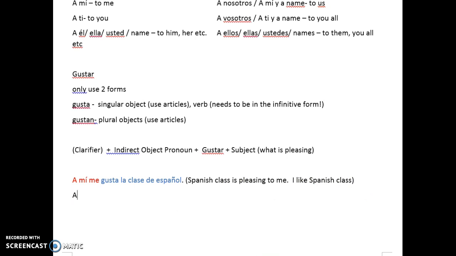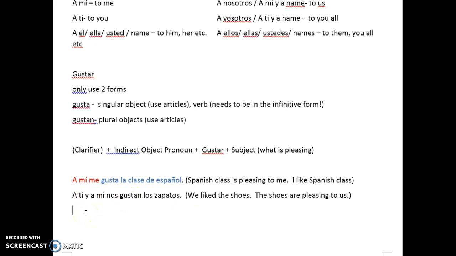Another example would be, a ti y a mí nos gustan los zapatos. And here we're saying we like these shoes, or these shoes are pleasing to us. Okay, remember again, here zapatos are plural, so gustan is plural. Nos is agreeing with a ti y a mí.